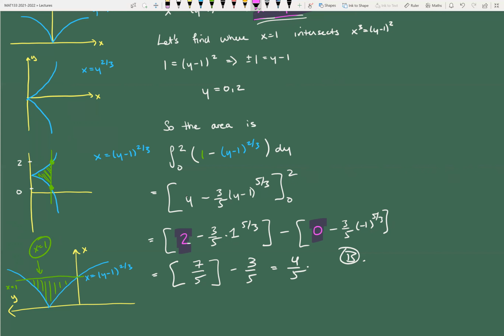Where does the 1 come from? Like this one? Or is there another one? Yeah, exactly. That's the curve x equals 1.